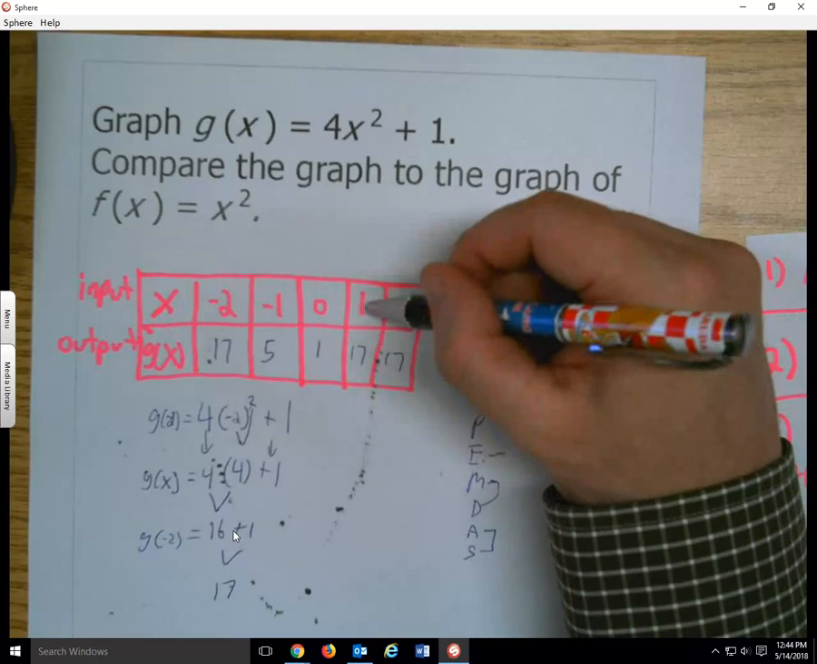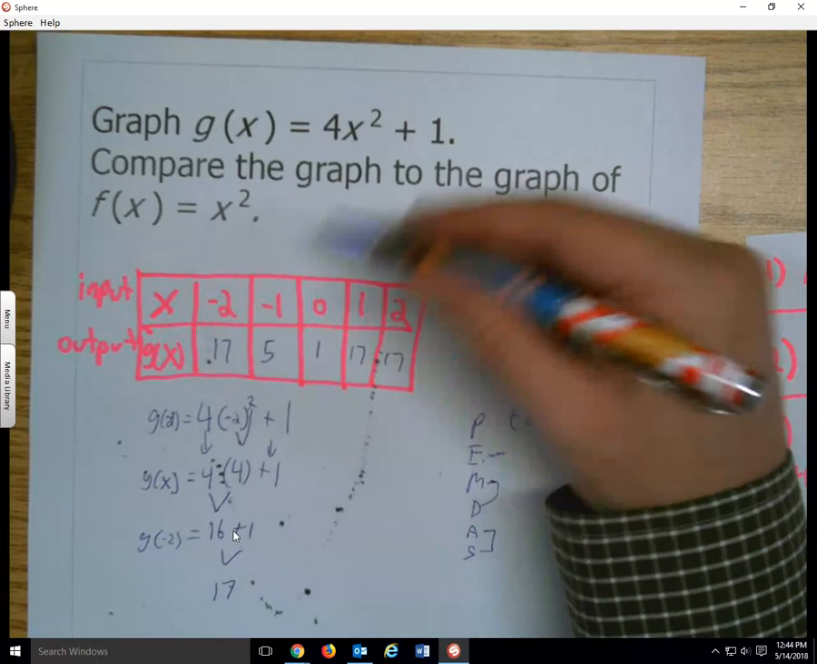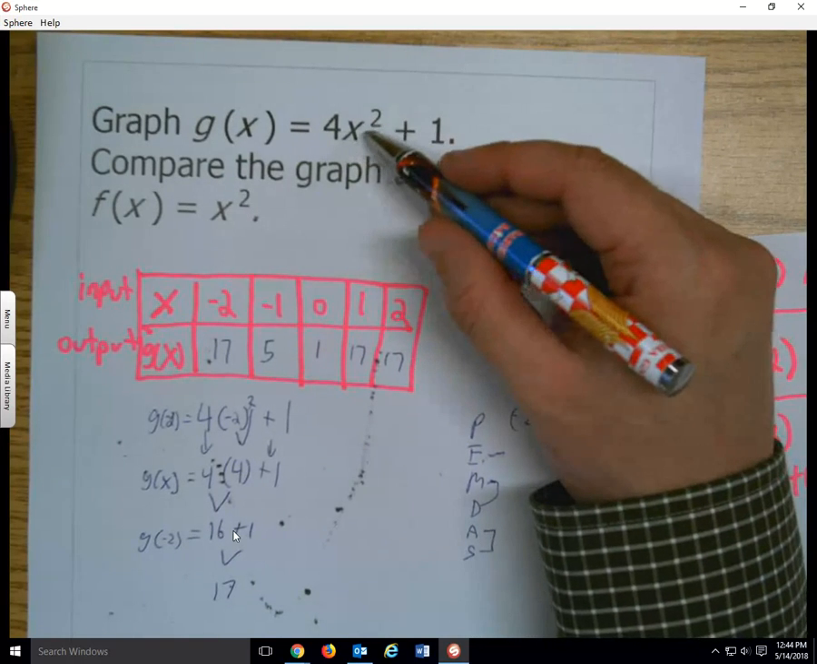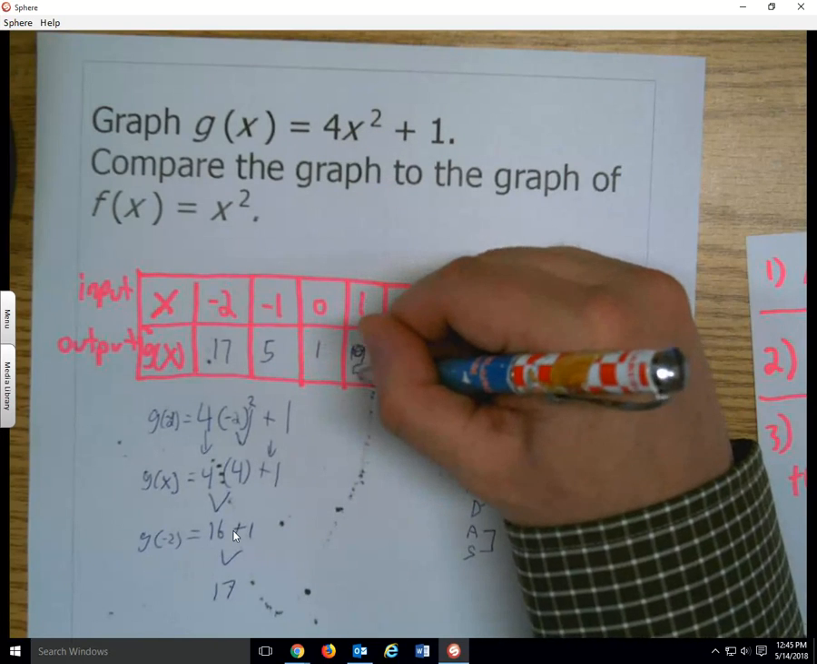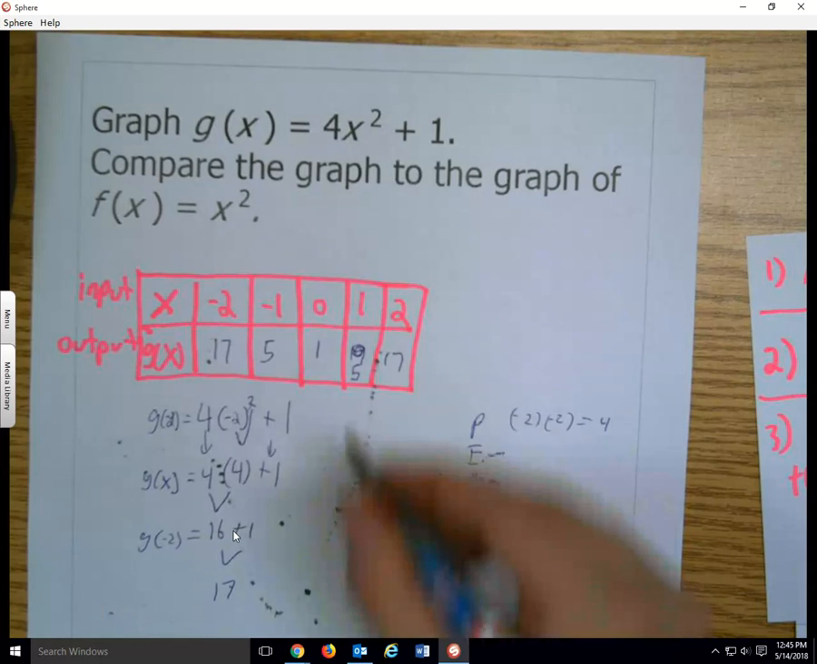If that's true, what do you think is going to happen if I put a 1 in? Should it come out to 5? 1 squared is 1. 1 times 4 is 4. 4 plus 1 is 5. Yeah, so it works out. Sorry for the mistake there.